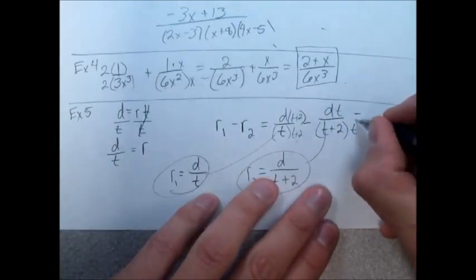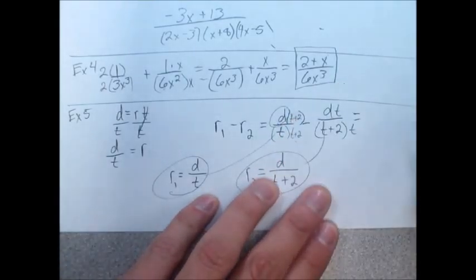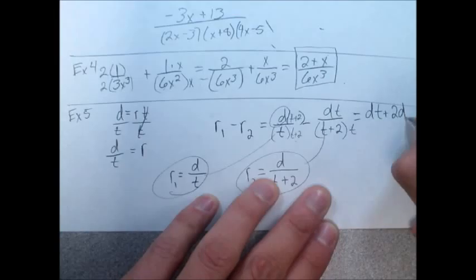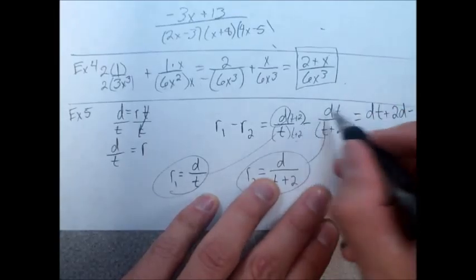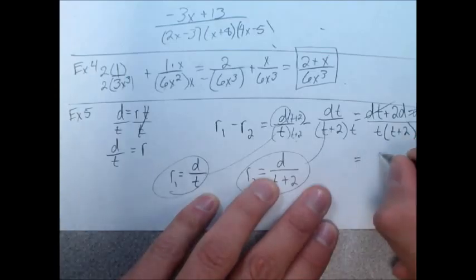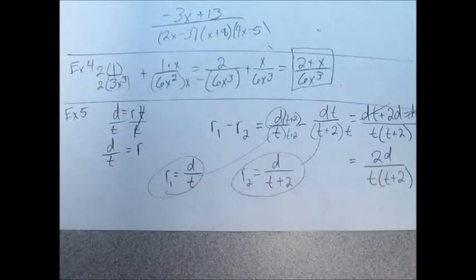Simplify it as much as I can. I'm going to distribute out the d to t and the d to the 2. So I get dt and 2d, and then I subtract dt, and it's all over my common denominator, which was t times t plus 2. And then simplify it. Negative and positive dt go away. I'm left with 2d over t and t plus 2. And unfortunately, because of all the information that they gave us, that's as far as we can go.